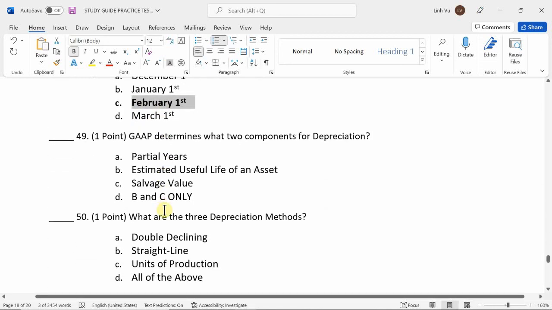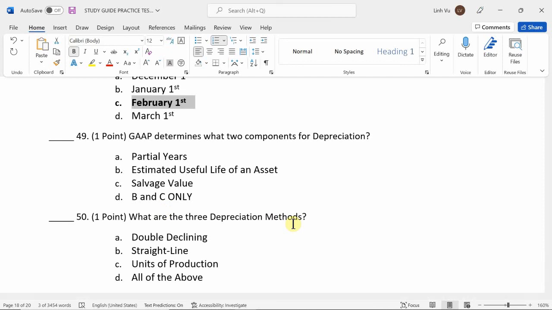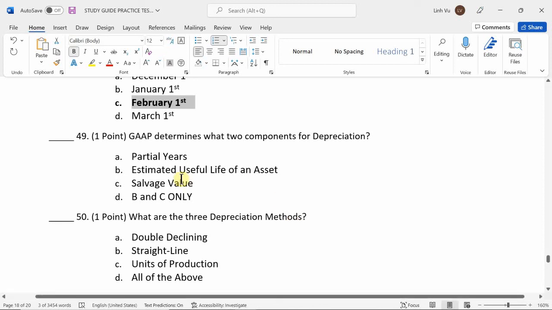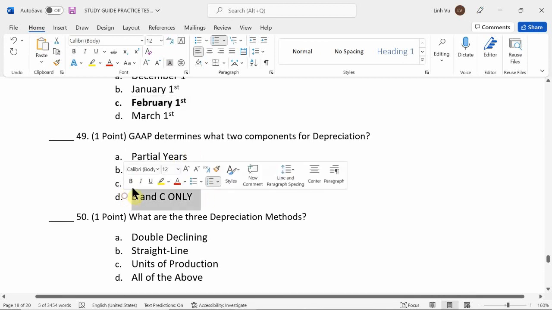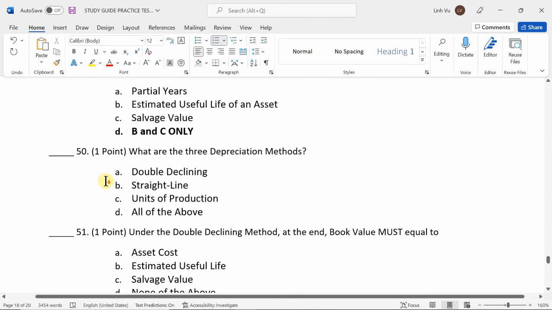Okay. Number 49, GAAP determines what two components for depreciation. So this one, I'm being very specific. B and C only, right? They determine the estimated useful life, and they also determine the salvage value. They don't determine partial years, okay? No, you get to do that determination yourself. Yeah, exactly, right? You have to do that for yourself.